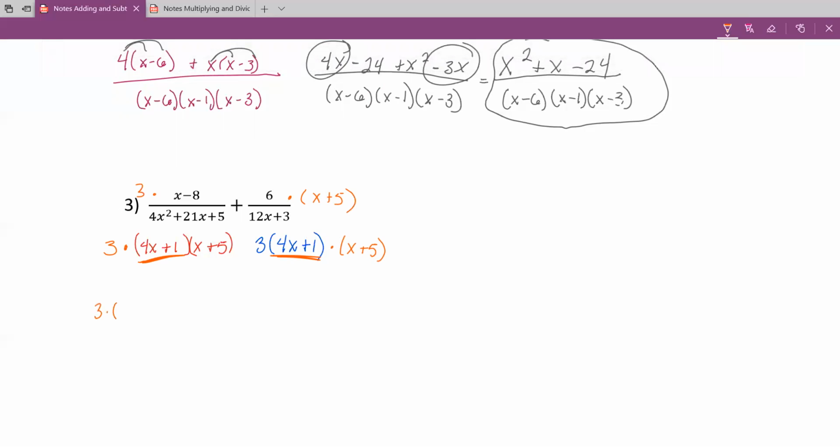So I have 3 times x minus 8 plus 6 times x plus 5, all over, and take all 3 parts: 3 times 4x plus 1 times x plus 5. Now remember, I can't cross anything out yet because I can only cross off when everything's being multiplied together. So let's distribute and simplify.